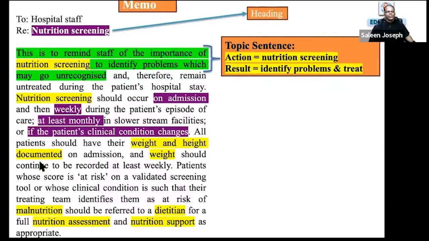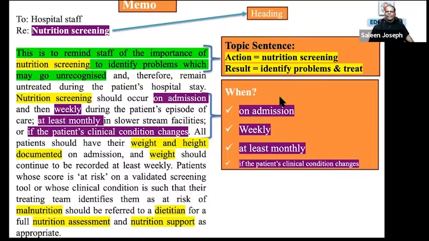A weight and height nutrition screening. Weight again means nutrition screening. Malnutrition again speaks about nutrition screening. Dietitian speaks about nutrition screening. Nutrition assessment speaks about nutrition screening. Nutrition support again speaks about nutrition screening. So the main heading, how it is repeated, details are given later. When it is to be done, how it is done, all those things. But first says what is the action and what is the result.